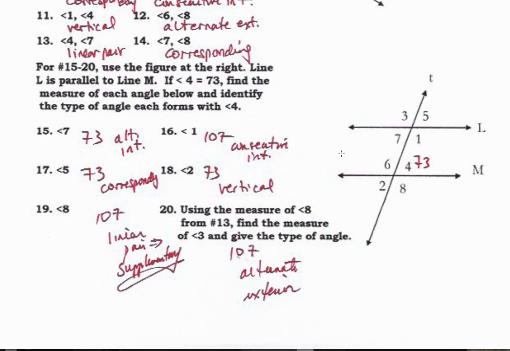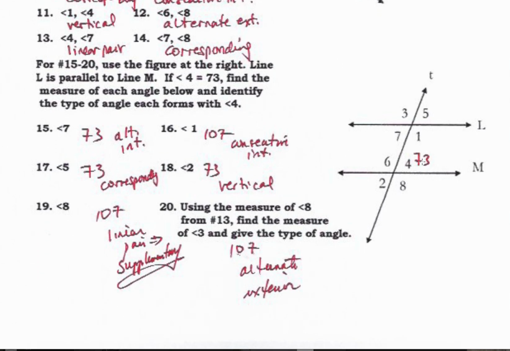All right, so now we've got measure of angle 4 is 73. Let's find the others. Well, number 7 is 73. I could look at it as they're both acute, or if I did drag and drop, they would be vertical, or I could say they're just alternate interior angles, whichever method floats your boat. Number 1, that's 107. They're consecutive interior. One is acute, one is obtuse.